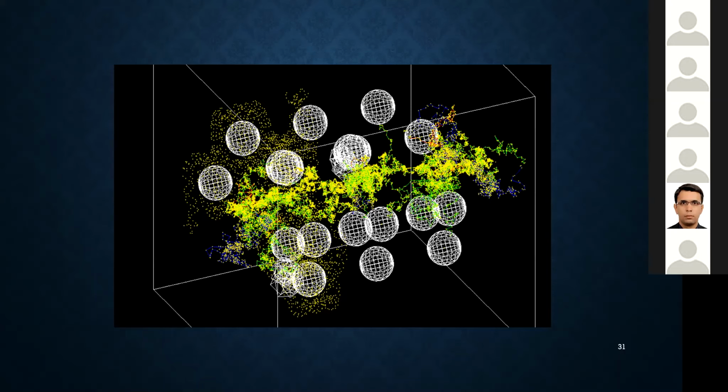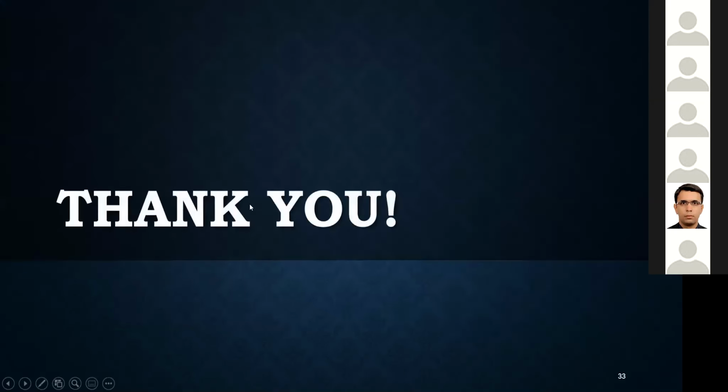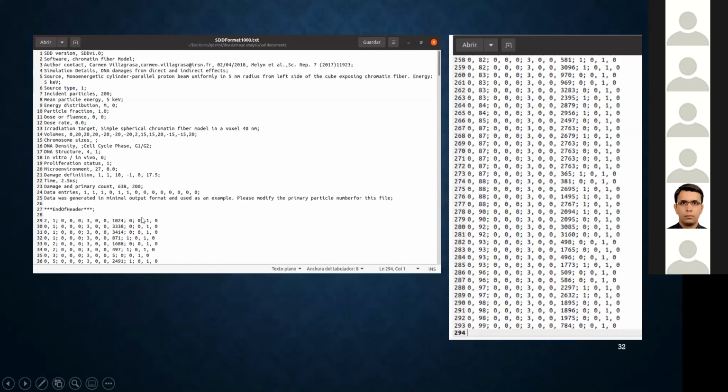Now we want to move the irradiation point. Why? Because we also have the SDD format over here. You can see how, whenever there's a simulation of DNA damage, this is the format that the simulation must present afterwards. In the last three components over here, these three integers each represent something: where the damage happened, how the damage happened, the amount of damage, the amount of single strand breaks, the amount of base damage, and the last should be the amount of double strand breaks.